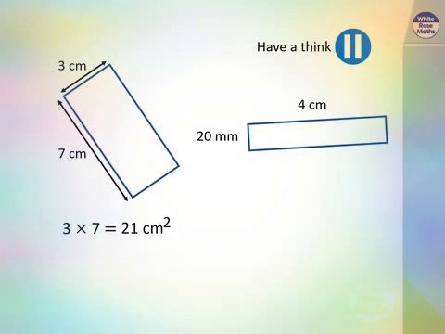This rectangle has a mix of units. We've got millimetres and centimetres. The first thing we need to do is change either millimetres to centimetres or centimetres to millimetres. It will probably be easiest to change our millimetre measure to centimetres. And then we have 4 multiplied by 2, or 2 multiplied by 4 of course. 4 times 2 is equal to 8. The area is 8 centimetres squared. We mustn't forget that small 2 above the cm.